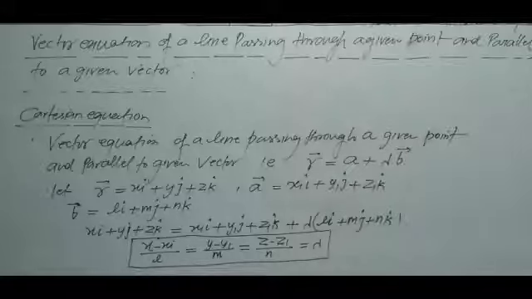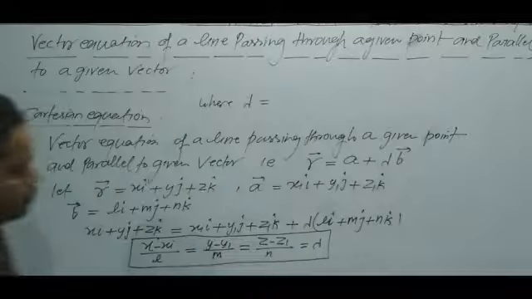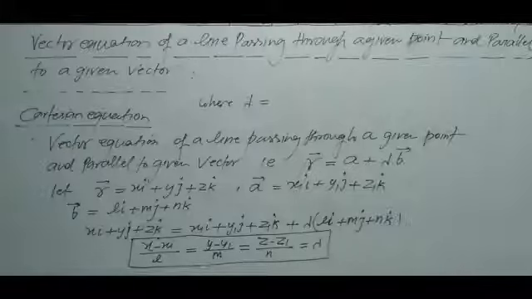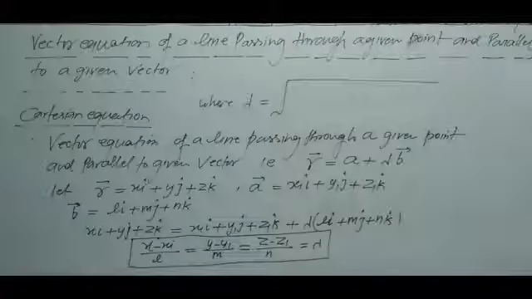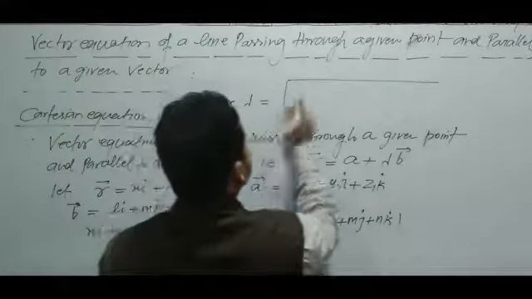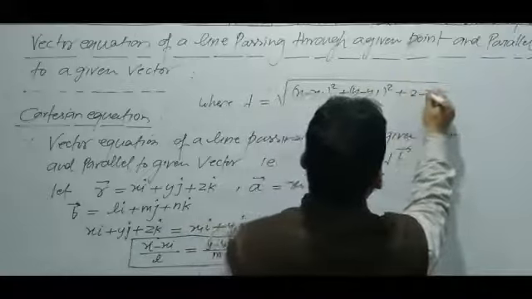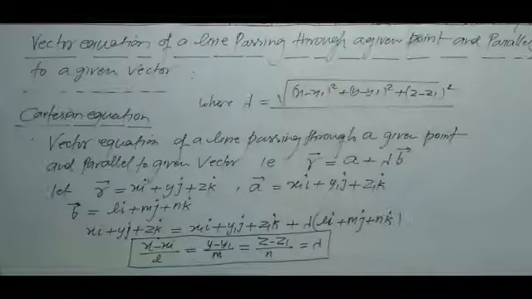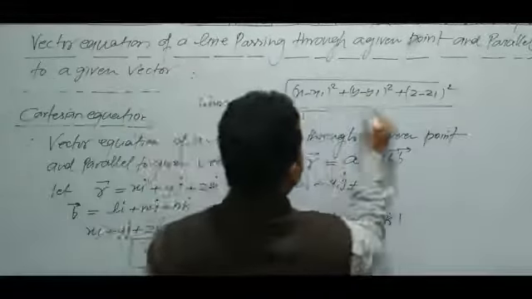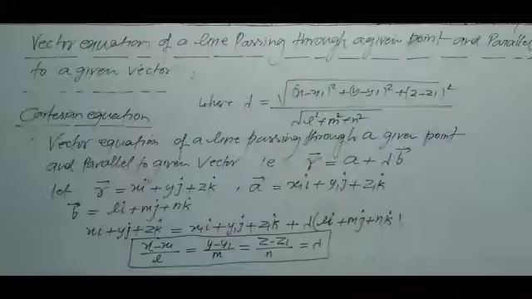Lambda is equal to, we can write, in under root whole part, this is x minus x1 whole square plus y minus y1 whole square plus z minus z1 whole square, whole upon root over L square plus m square plus n square. Now see, if any doubts, you can clear them.